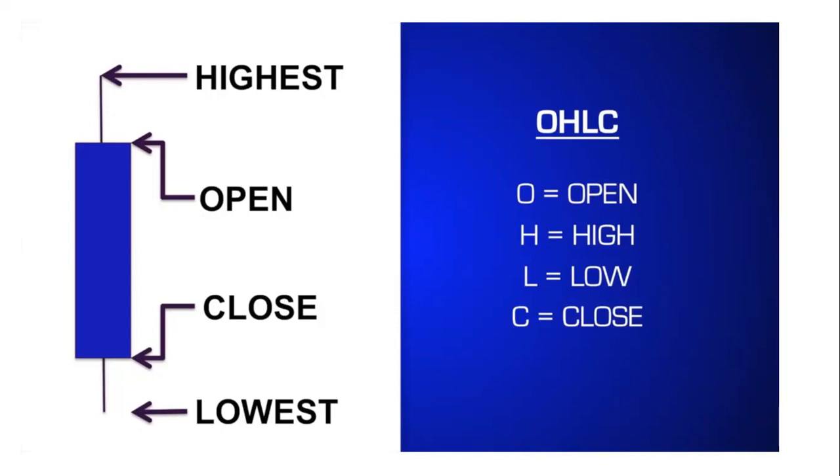So first of all, let's talk about what a candlestick is. I hope you are taking notes. A candlestick is a type of price chart used in technical analysis that displays the high, low, open, and closing prices of a security for a specific period of time.